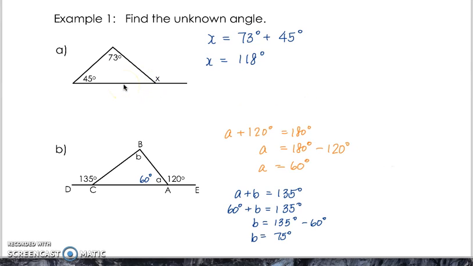So 1A. Here 73 degrees and 45 degrees are interior angles opposite from X. So we can find the size of X by adding 73 and 45 degrees, which is 118 degrees.